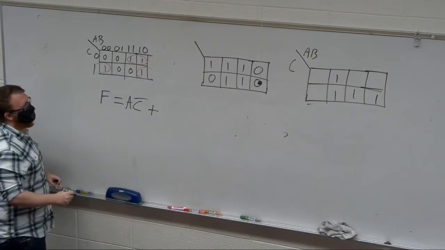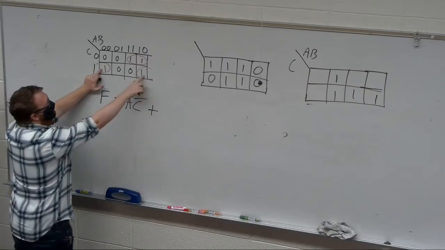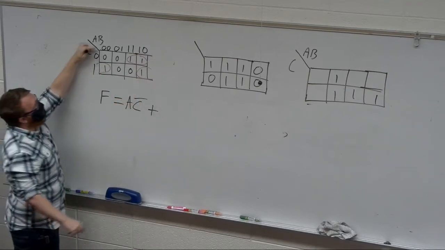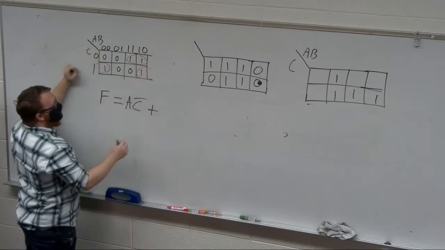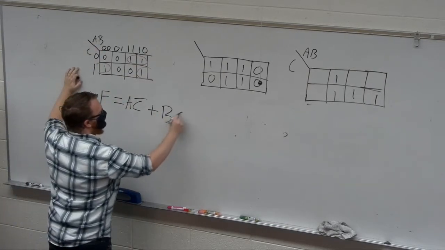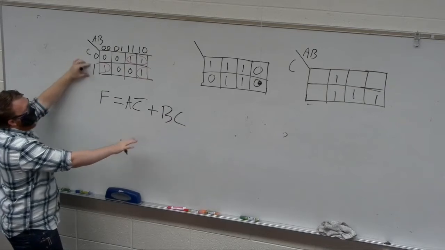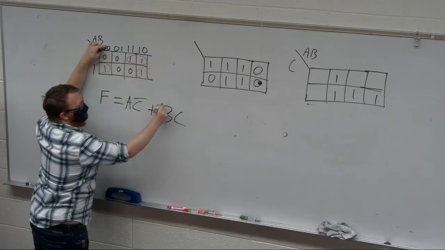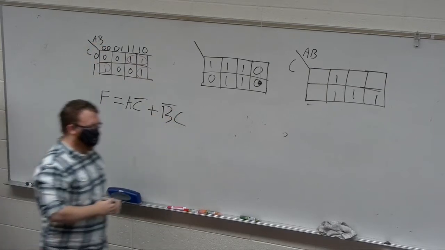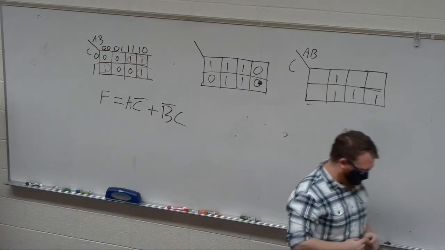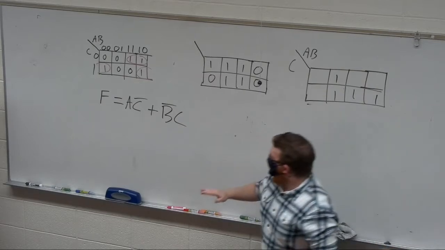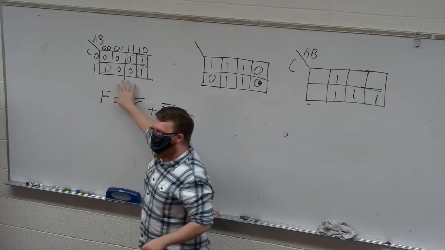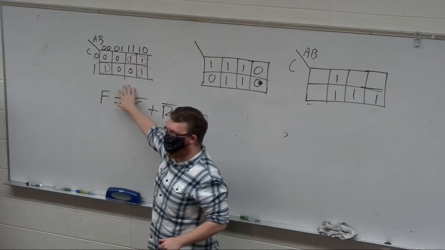Or we have this one. Again, C doesn't change, but A does, B doesn't. So we have B and C, which don't change, but C is true, B is not true. That is your function off of this K-map.